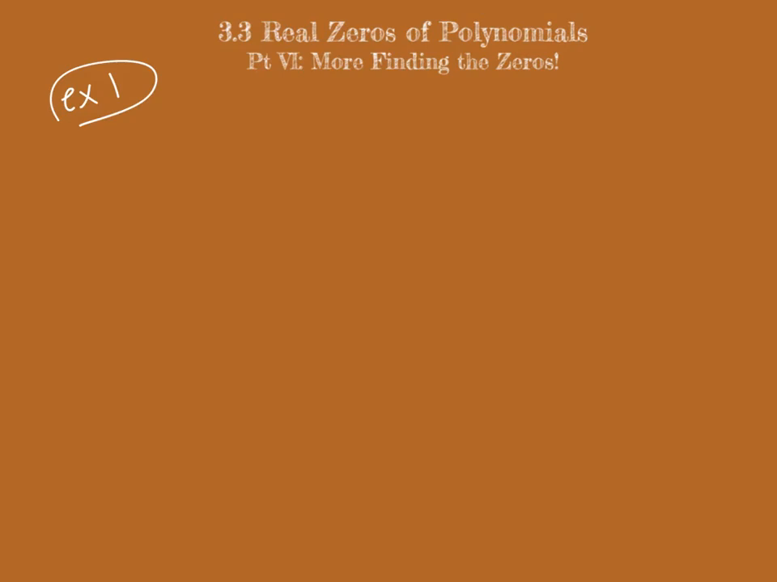Hello everybody, welcome to part 6, more finding the zeros. We are going to do 4 examples. The first 2 will be cubic and the second 2 will be quartic. This is more of the same from part 5.